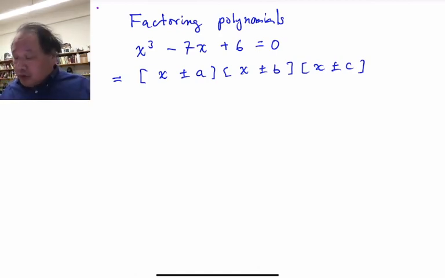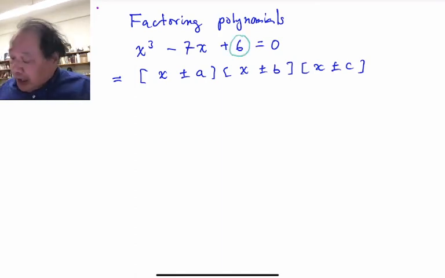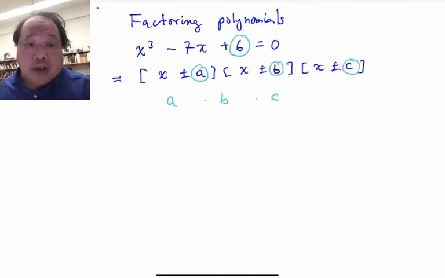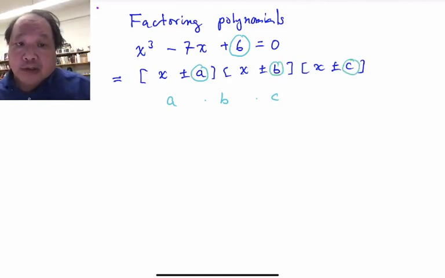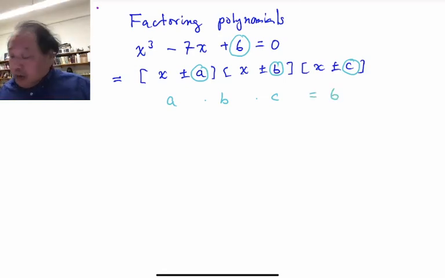Okay, so my attention is focused on the 6. That 6 has to come from a times b times c. It's this term times this term times this term. That's the only term that has no x. So a times b times c must equal 6. And there are only a few ways we can have it coming out to 6.